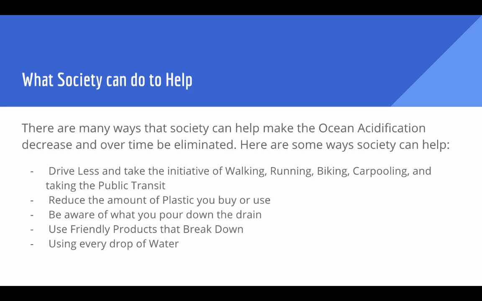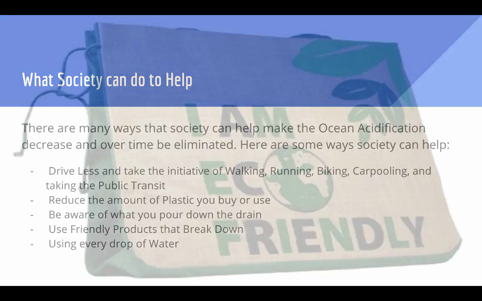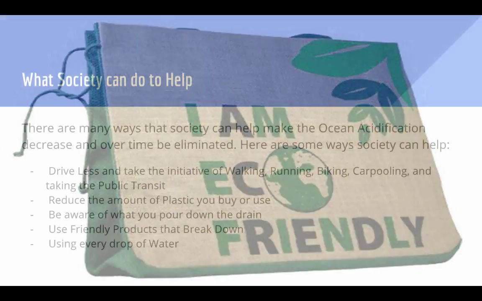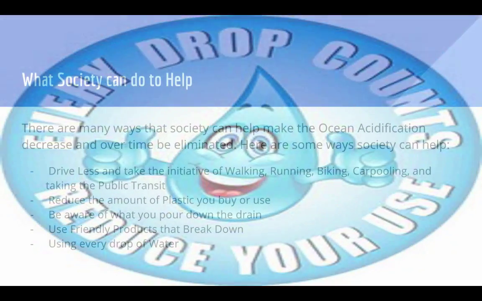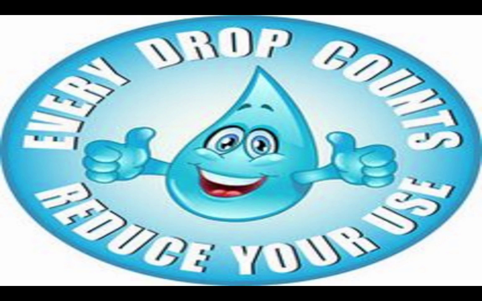We can also use friendly products that break down instead of plastic and other non-recyclable products. And we can use every drop of water, for every drop counts.